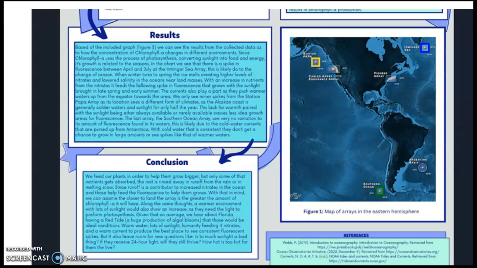When winter turns to spring, the ice melts, creating higher levels of nitrates and lower salinity in the ocean near the masses. With an increase in nutrients from the nitrates, it feeds the following spike in fluorescence that grows with the sunlight brought in the late spring and early summer. The currents also play a part as they push the warmer waters up from the equator towards this area.